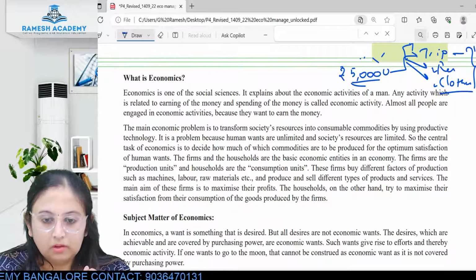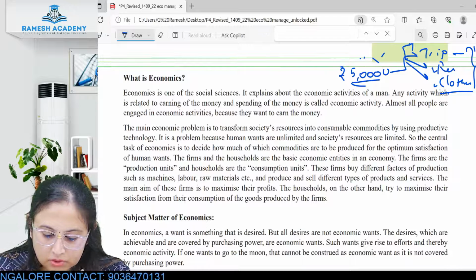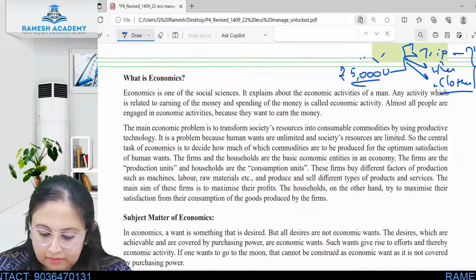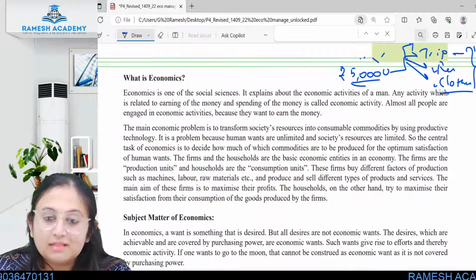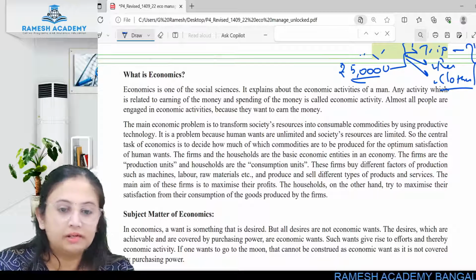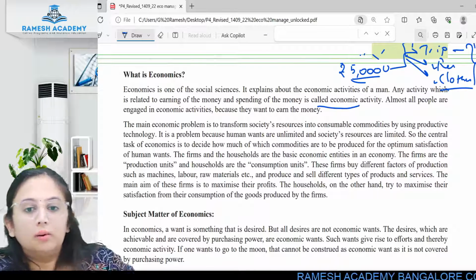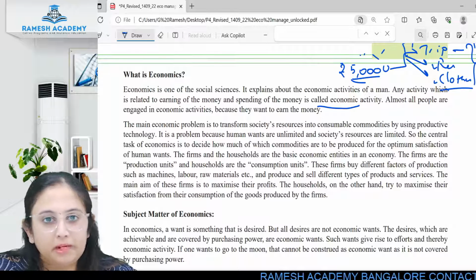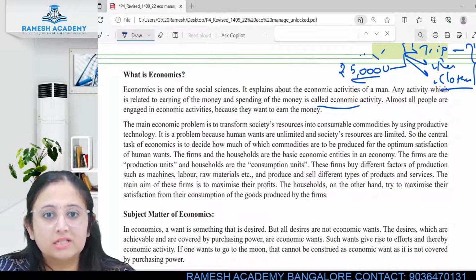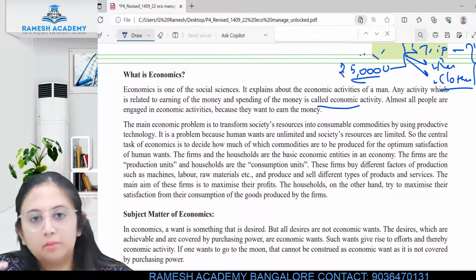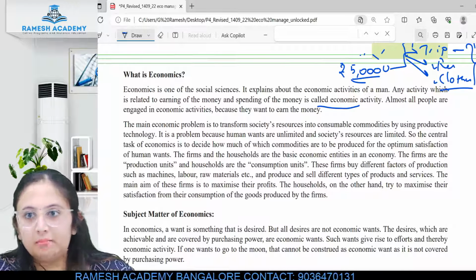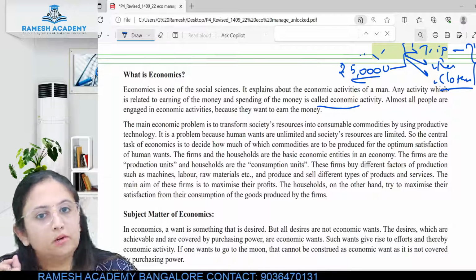Okay, so economics is one of the social sciences. It explains the economic activities of a man. An activity which is related to earning of money and spending of money is called an economic activity. So what is an economic activity? Economic activity is nothing but earning of money and spending of money. Otherwise, if I am rendering services like a charity, that is not an economic activity. So economic activity means you are talking in terms of money. You are working, you are earning money, and you are spending it. So that is an economic activity.